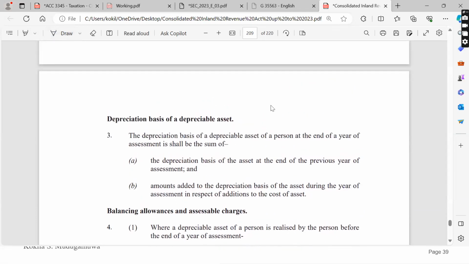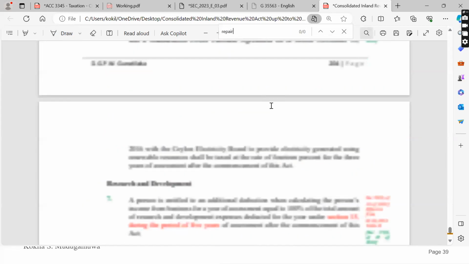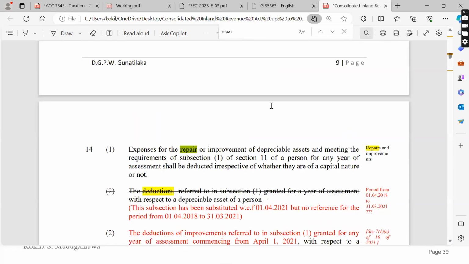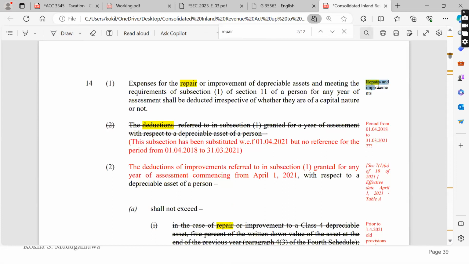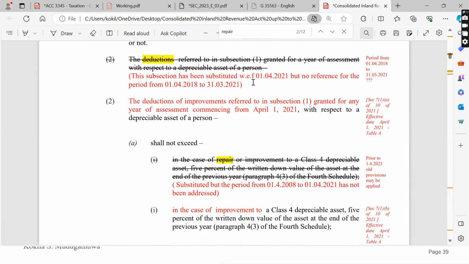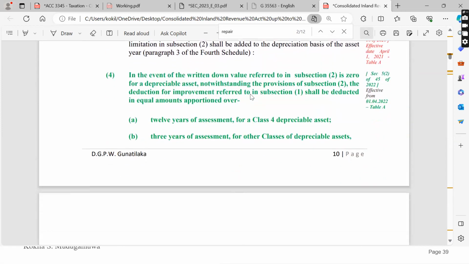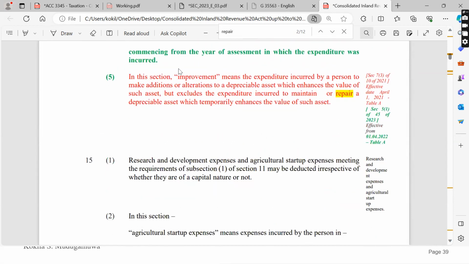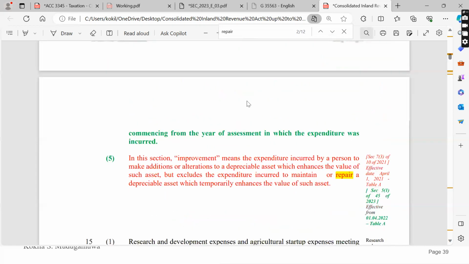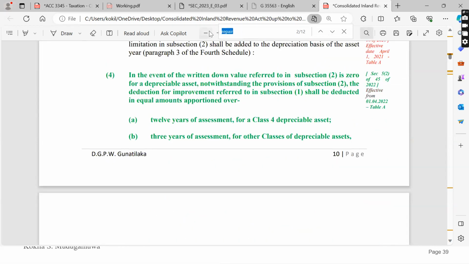Repair and improvements here. You have to carefully look at how the examiner has given this adjustment, as repair and improvement. If it is repair, no adjustment is required. Repair and maintenance or repair only, no adjustment is required. If the improvement part is there, you have to do an adjustment, whether it's a class 2 asset or any other class asset. Improvements means what? Then what is the definition? Then there is a separate calculation required.